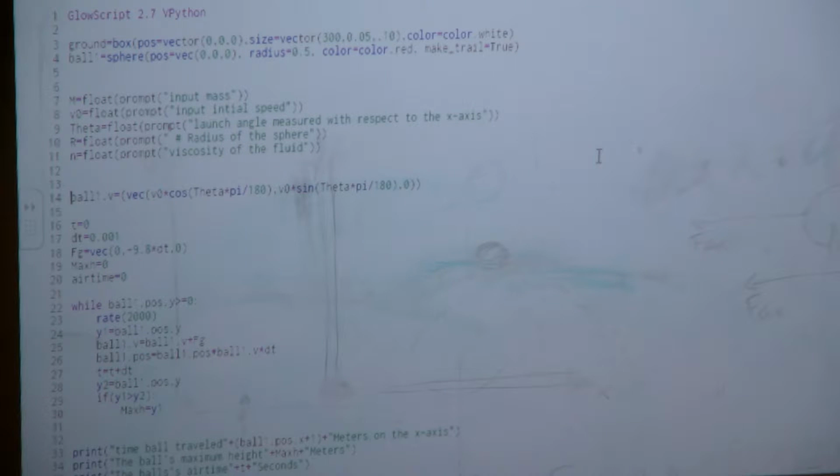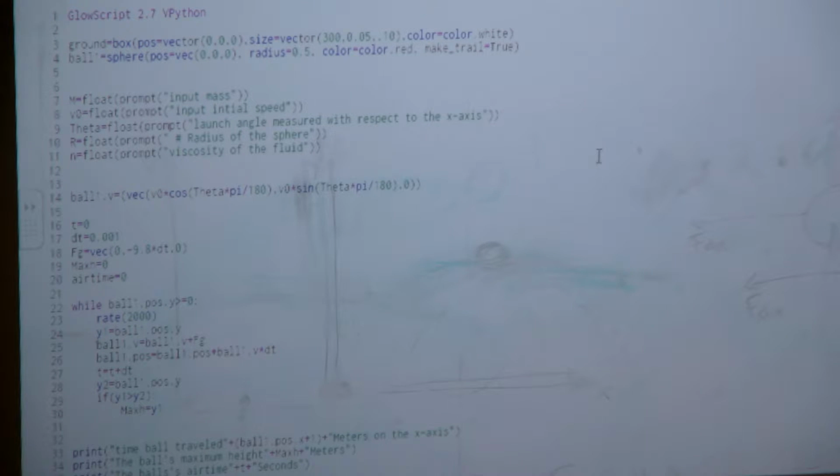Here you see V naught times cosine of theta times pi divided by 180. That's going to be the x-axis, like she was saying, with the drag in the x-axis. Then you see V naught times sine of theta times pi divided by 180. That's going to be the air drag for the y-axis.